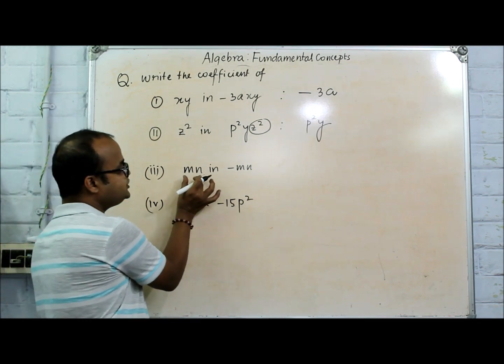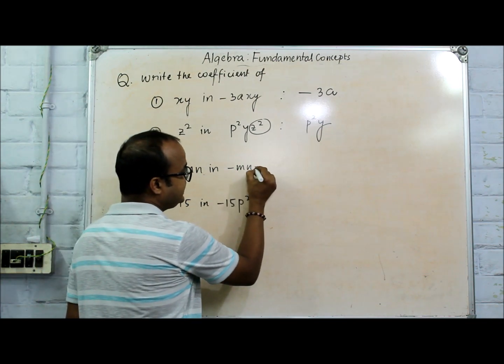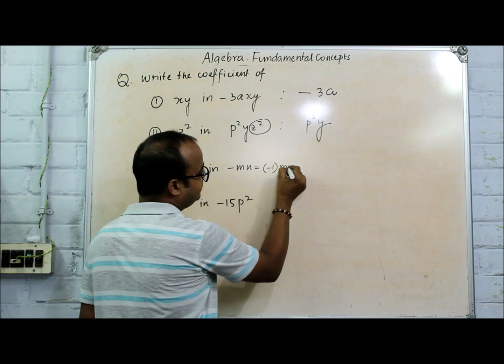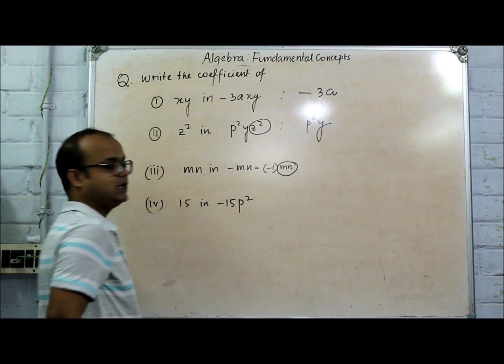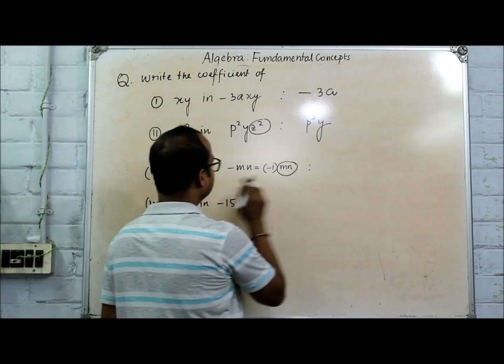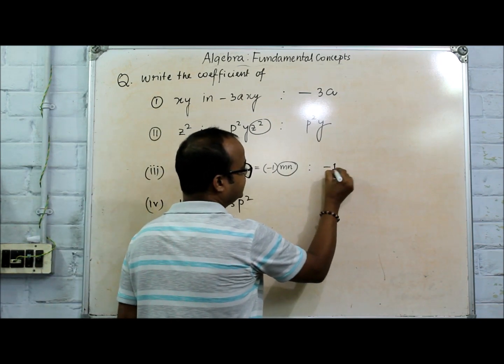What is the coefficient of mn in minus mn? Because minus mn we can write as minus 1 into mn. Now hide this mn. What is the term left here? Minus 1. So the coefficient of mn in minus mn is minus 1.